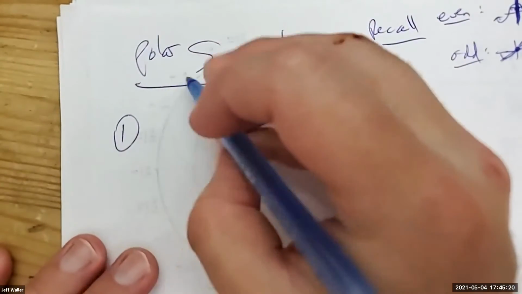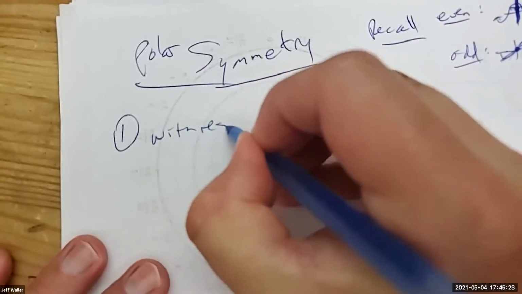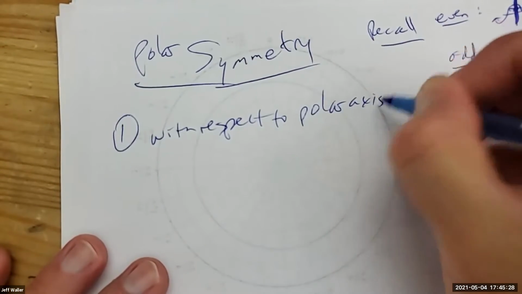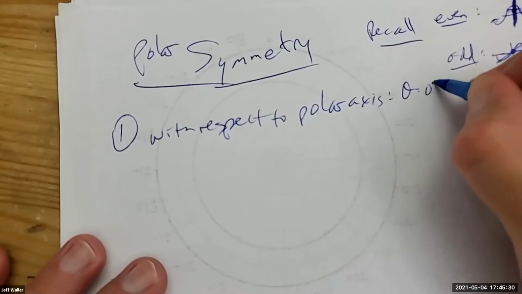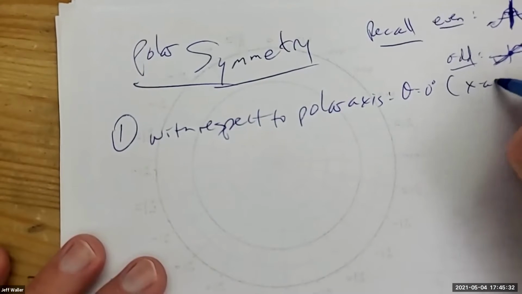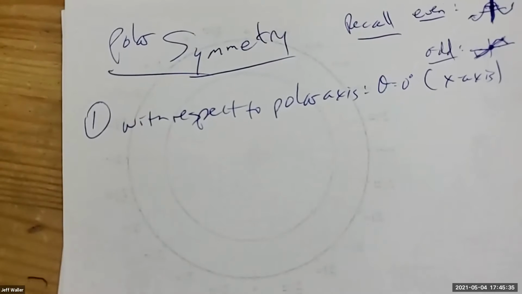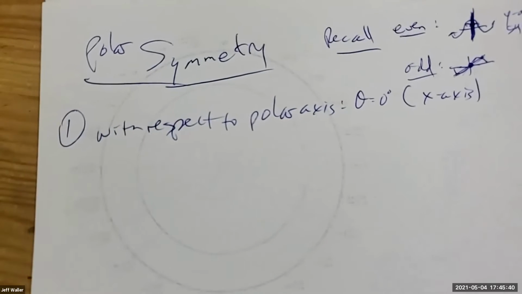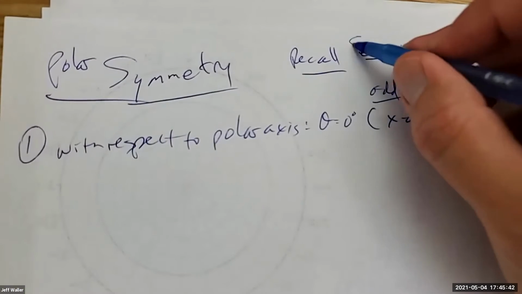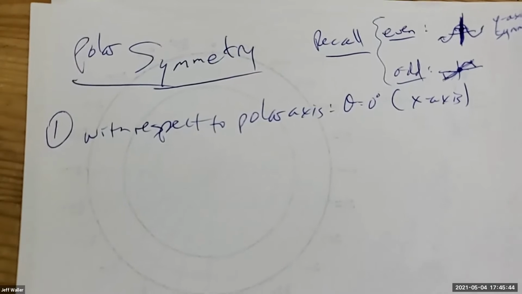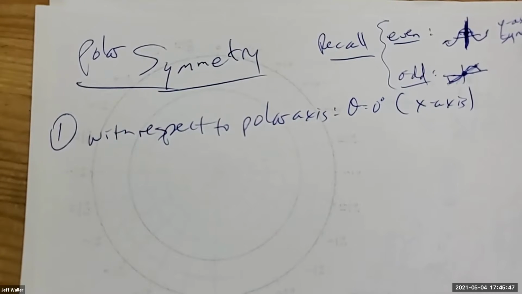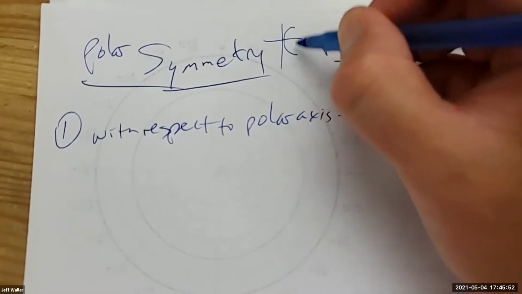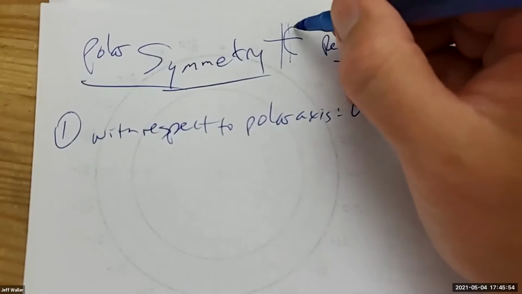Sure enough, let's make this official. Symmetry with respect to the polar axis, which is theta equals 0 degrees, which is related to the x-axis. Now stay with me. This is sort of a brand new symmetry that wasn't part of either of these, was it? Neither of these is an x-axis symmetry. Why didn't we have x-axis symmetry before? Because we were dealing with functions. Could a function have x-axis symmetry? Is this a function?